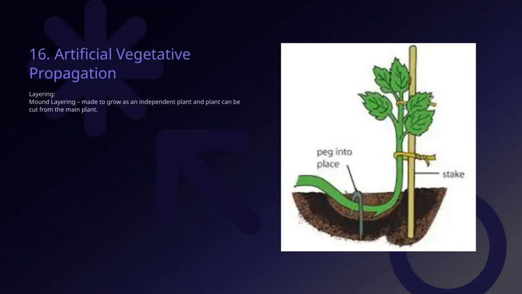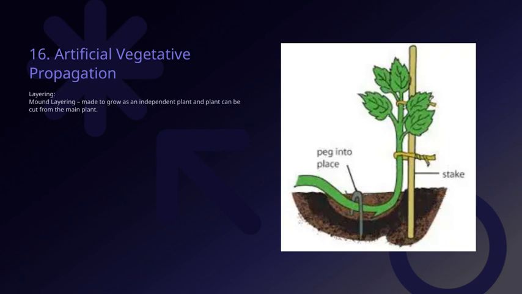Now, let's move on to layering, specifically mound layering. This technique is quite interesting because it allows the new plant to grow independently from the main plant. Essentially, you make a mound of soil around a part of the stem, encouraging roots to form at that point. Once the roots are established, you can cut the new plant away from the parent, and it will continue to grow on its own.